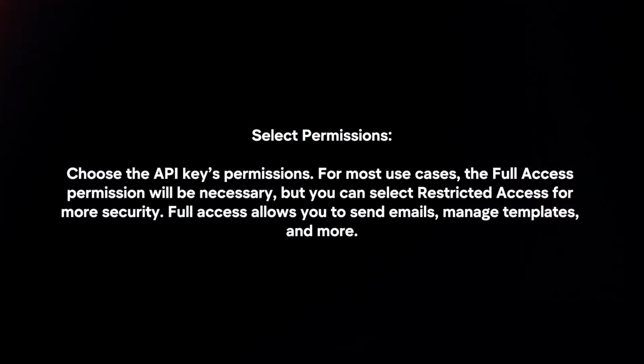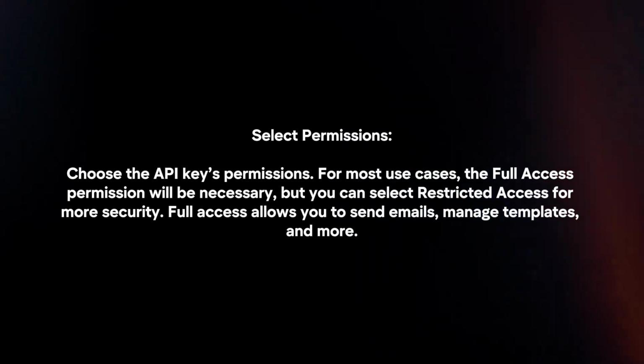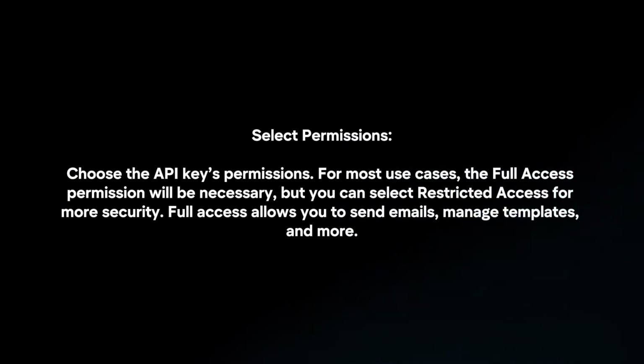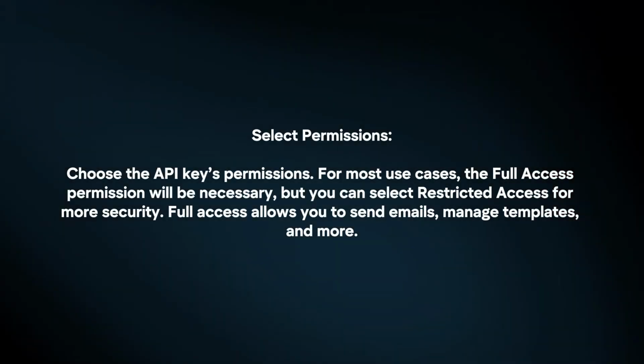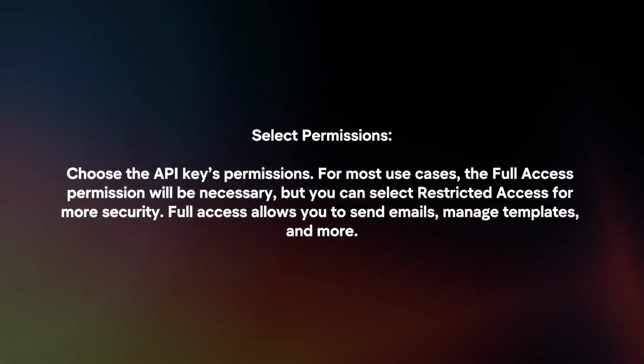Select Permissions. Choose the API key's permissions. For most use cases, the full access permission will be necessary, but you can select Restricted Access for more security. Full access allows you to send emails, manage templates, and more.